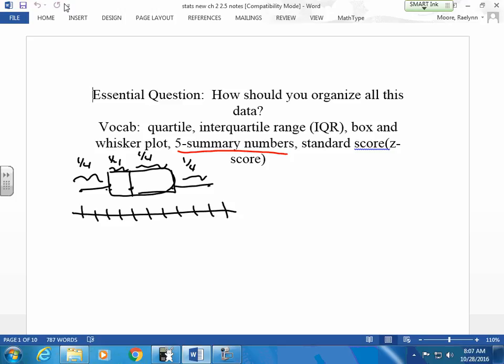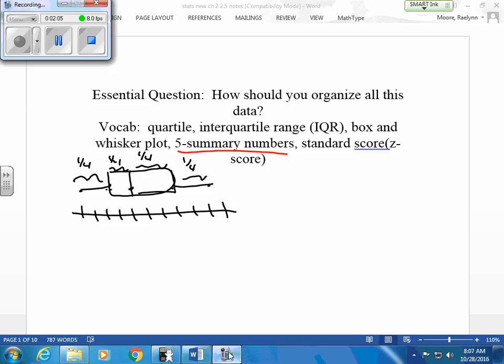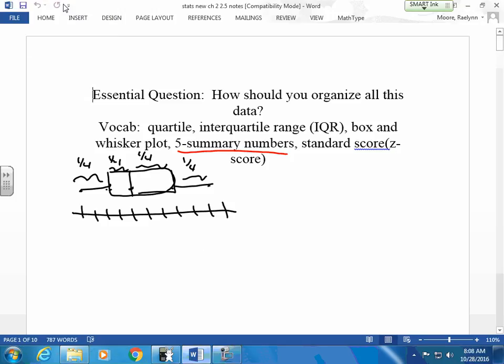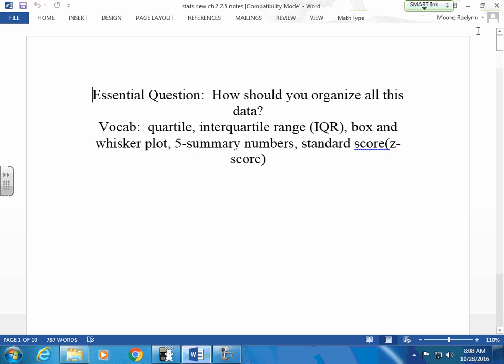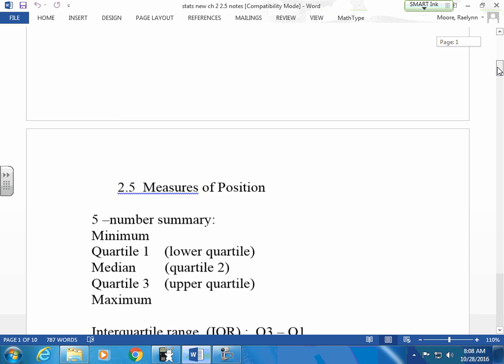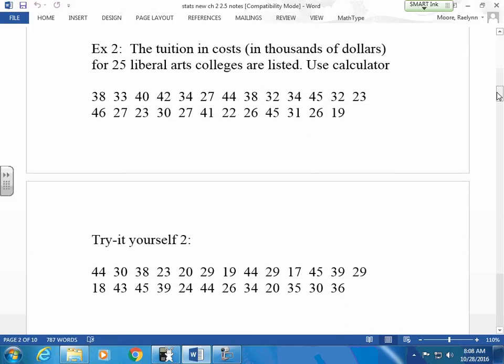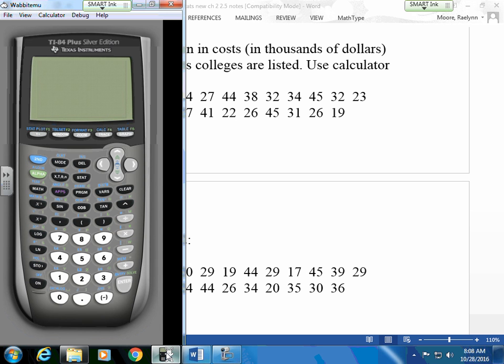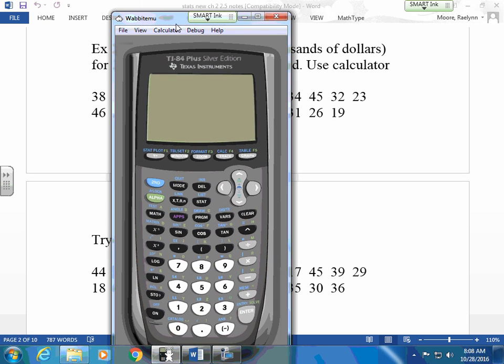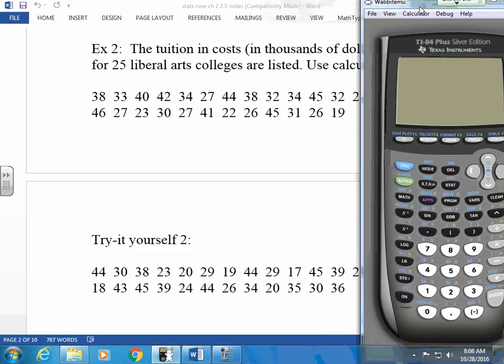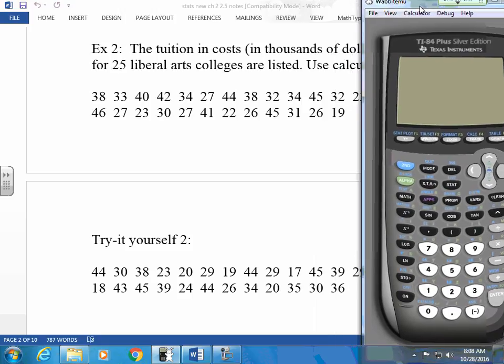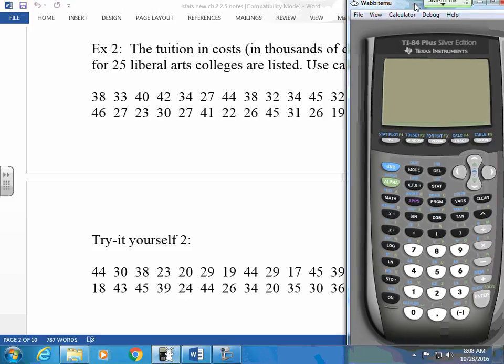So we're going to go to example 2. We're going to put this data into your calculator. So kindly put this data in your calculator. We don't have to do it by hand, but that is how it would work by hand. But we are going to do this one. Put it in your L1, and let's sort it. Just sort it in your L1 and make it look a little bit nicer.